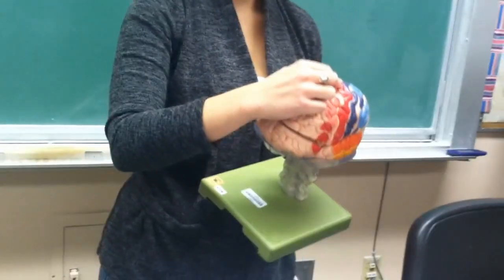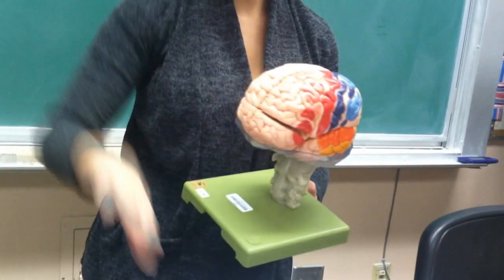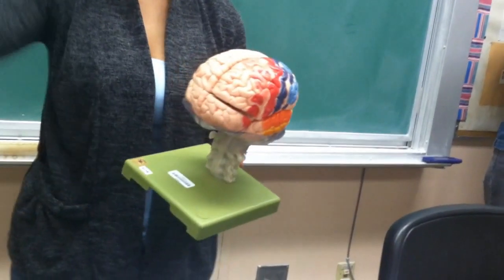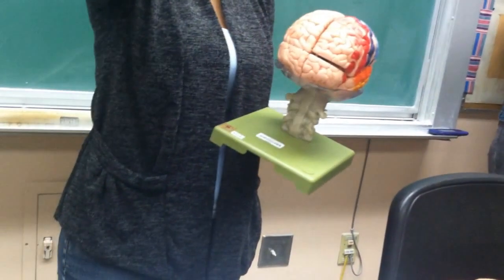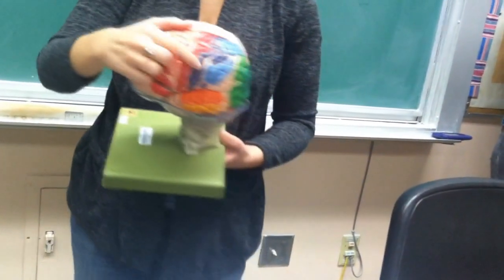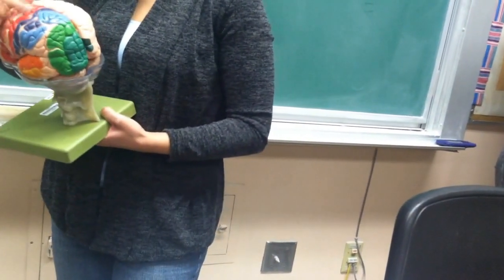Pre-central gyrus. So sulcus is going to be a groove. Gyrus is going to be the parts of the brain that stick out. So you can think of mountains and valleys. Valleys are going to be the sulcus, mountains are going to be the gyrus, where it bulges out. So this is going to be the pre-central gyrus in red.